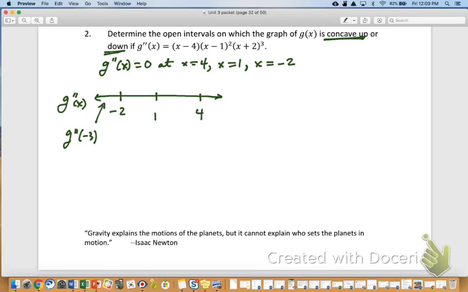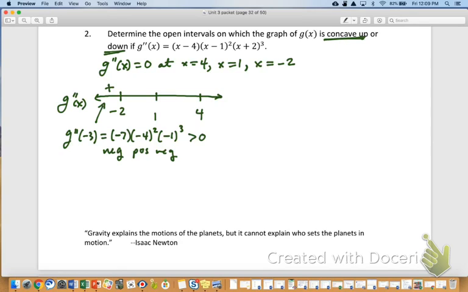G double prime of -3 makes sense as far as the test value goes. This would equal -7 times -4 squared times -1 cubed. So I know that this will be negative. I know that this will be positive. I know that this will be negative. So that left interval, a negative times a positive times a negative, well, that's going to end up being a positive. So for this interval, I've got a positive value for g double prime.